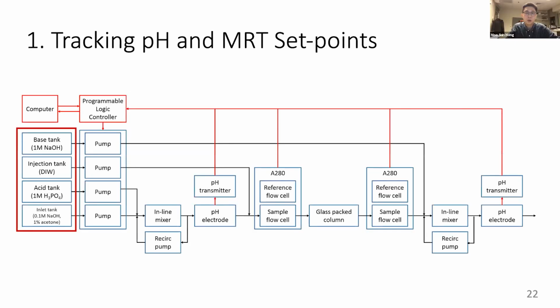For these controller validation experiments, we used 0.1 molar sodium hydroxide as a test input solution with 1% acetone used as a tracer for the absorbance measurement. The 1 molar phosphoric acid was used for the acid stream, and the 1 molar sodium hydroxide was used for the base stream. And deionized water was used as a low absorbance injection solution for the residence time distribution estimation.